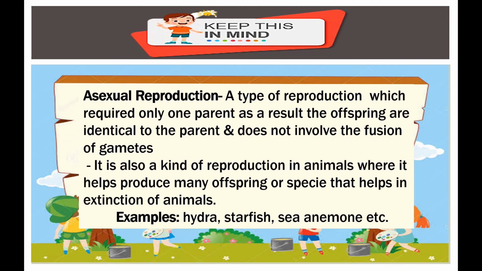Asexual reproduction is a type of reproduction which required only one parent. As a result, the offspring are identical to the parent and does not involve the fusion of gametes. It is also a kind of reproduction in animals where it helps produce many offspring or species that helps in extinction of animals. Examples: hydra, starfish, sea anemone, and so on.